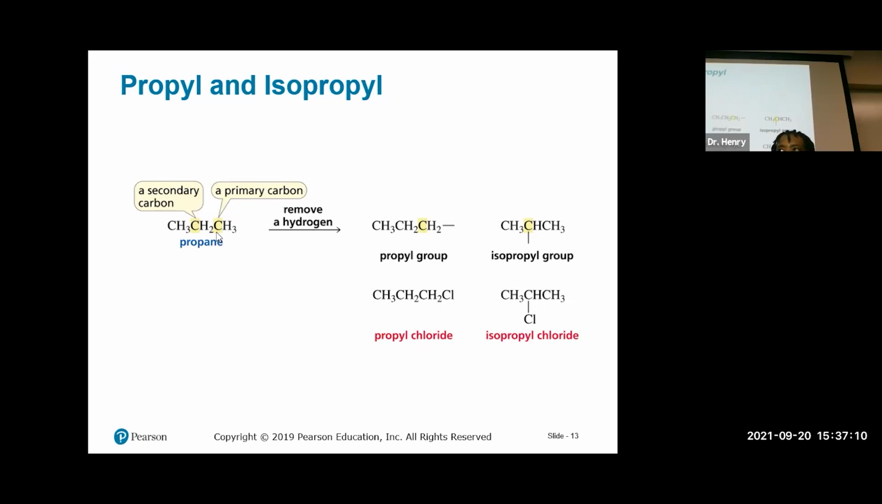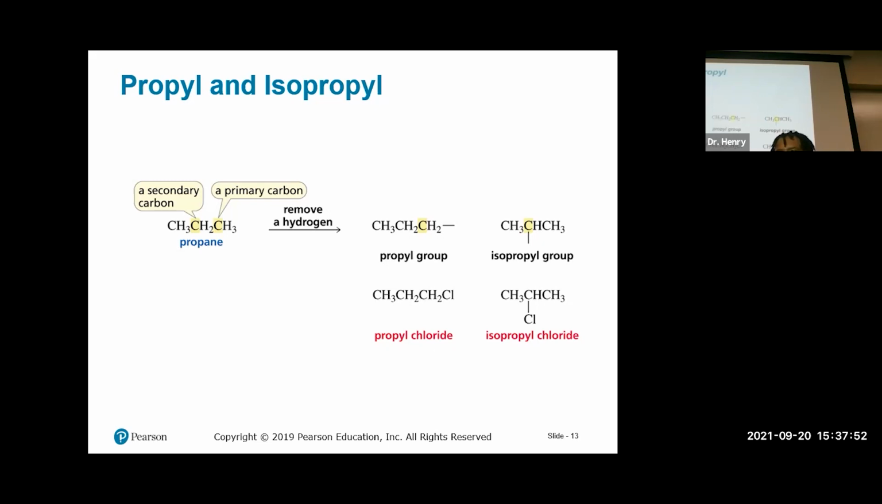So this guy is considered the primary carbon. This guy is considered the secondary carbon, right? If things are on our secondary carbon, then we make note of them. For instance, this guy here is on the secondary carbon, so it's called an isopropyl group. This would be isopropyl chloride. Okay, this one is on the primary carbon, so it's called just propyl chloride.